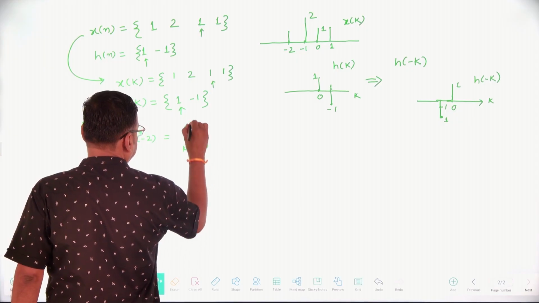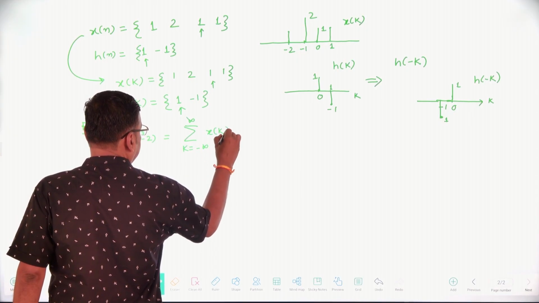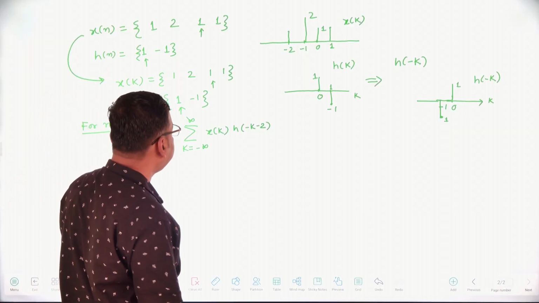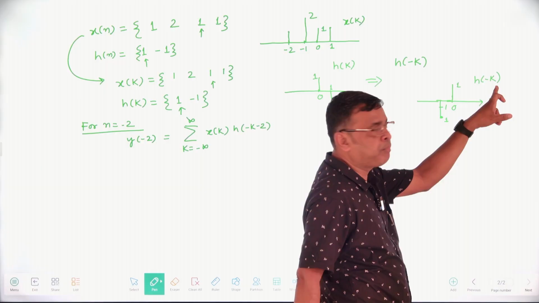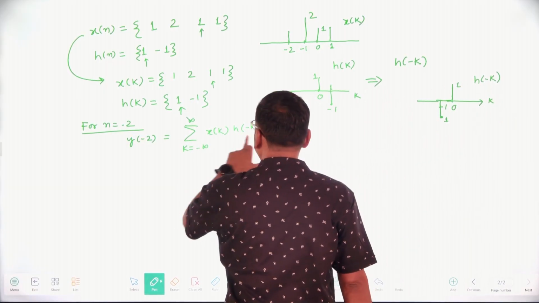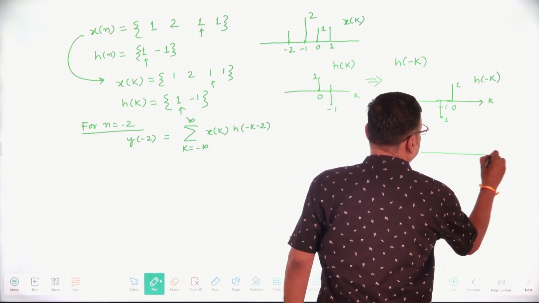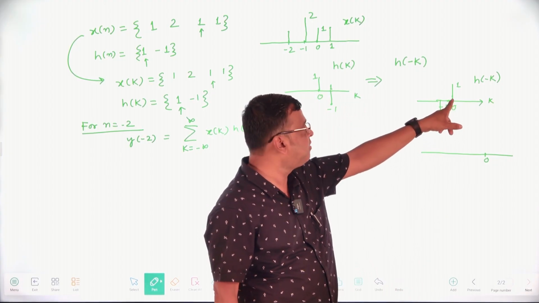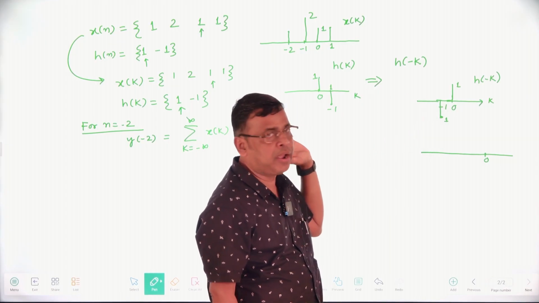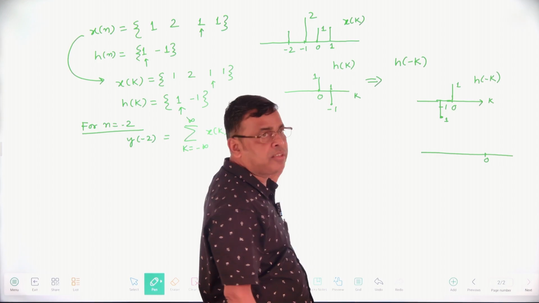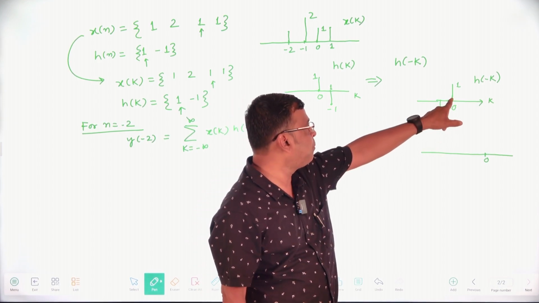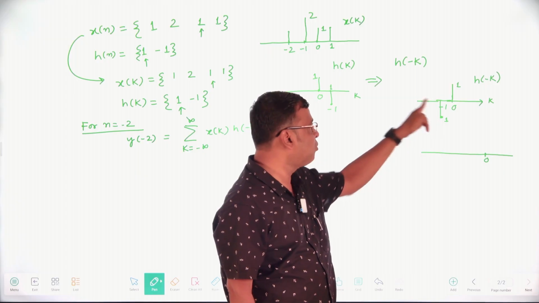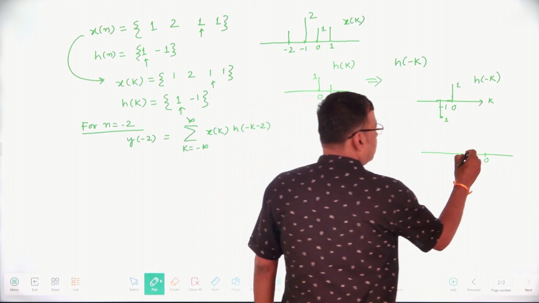The sum over k equal to minus infinity to infinity of x of k, h of minus k minus 2. After folding, you then shift h of minus k minus 2. Each sample is shifted to the left by 2 units. That is why h of minus k minus 2. Whatever is at n equal to 0 goes to n equal to minus 2, whatever is at minus 1 goes to minus 3.